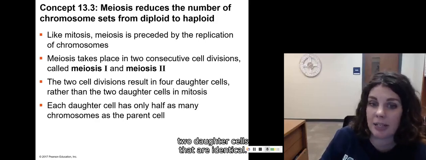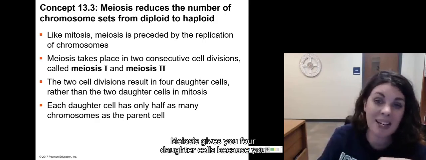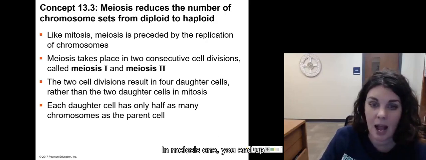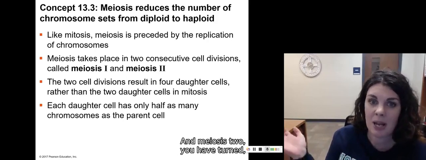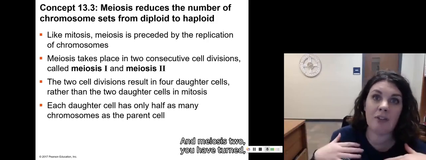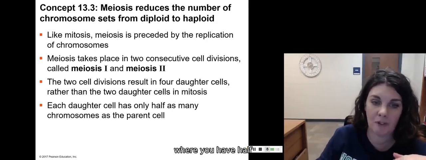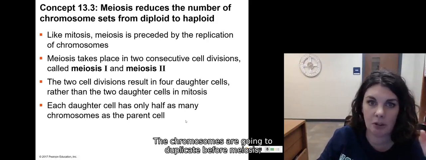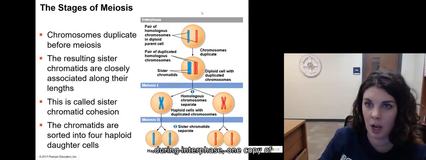So mitosis gives you 2 daughter cells that are identical. Meiosis gives you 4 daughter cells. And because you only have 1 round of DNA replication, in meiosis 1, you end up with 1 copy of every chromosome. In meiosis 2, that is when you become a haploid cell where you have half as many chromosomes as a parent cell. So the chromosomes are going to duplicate before meiosis during interphase.